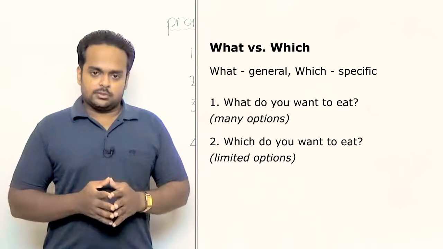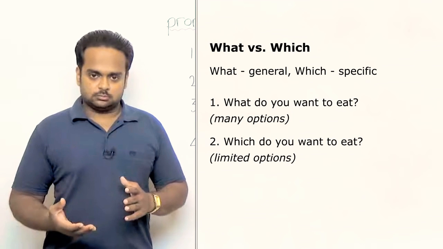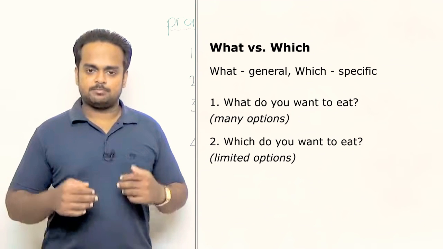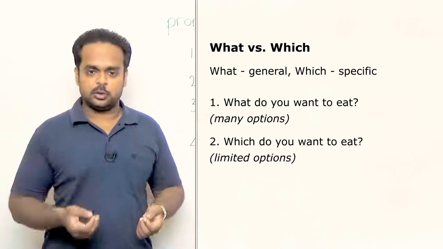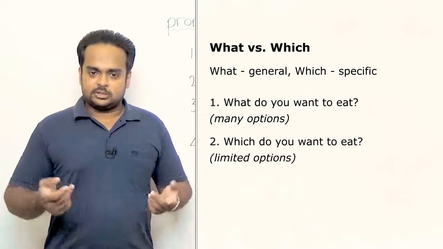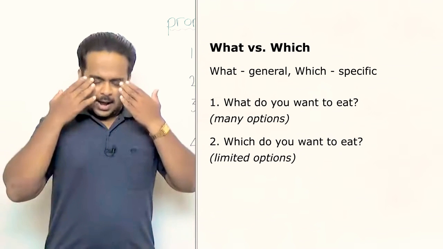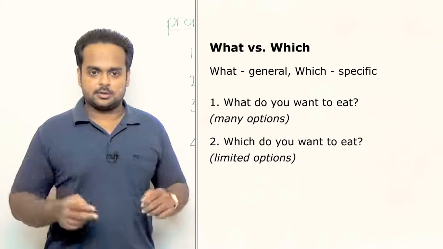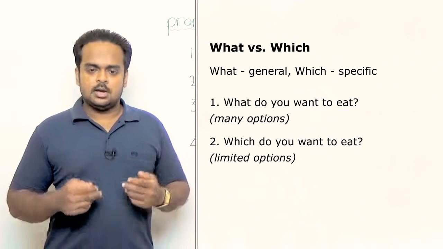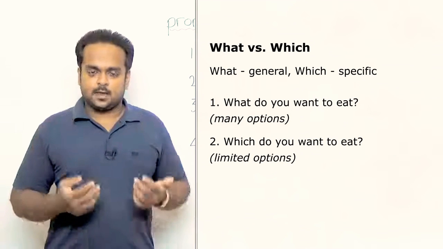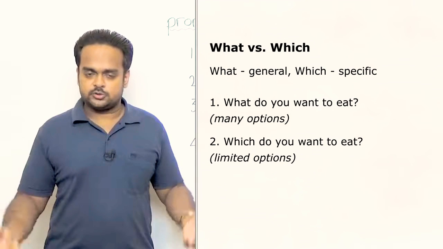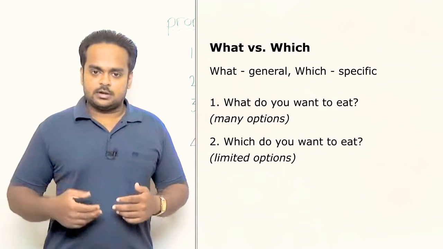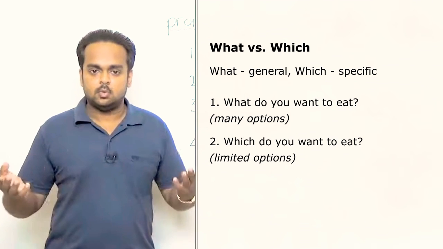In that way, with any situation where there are a small number of options, we use which. For example, with parts of the body, we use which. If someone said to you, there's something in my eye, you would ask, which eye? Not what eye, because there's only two eyes. It's the same with ears, fingers, hands, arms, feet, legs, etc. If I told you, I broke my finger, you would ask me, which finger?